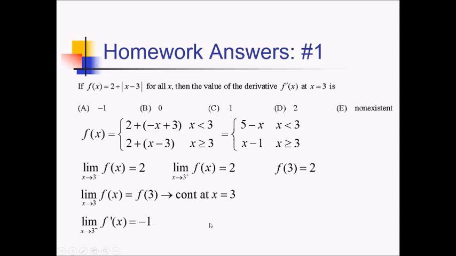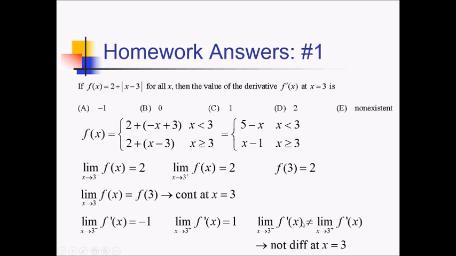Now we're going to take the derivative from the right side as x approaches 3. So we're going to take the derivative of this second rule, and that's just going to be 1. And we see here that the left side derivative and the right side derivative do not match. So therefore, this function is not differentiable at x equals 3, which means that trying to take f prime of 3 is not going to work out. There is no derivative there. It is non-existent. Choice E.